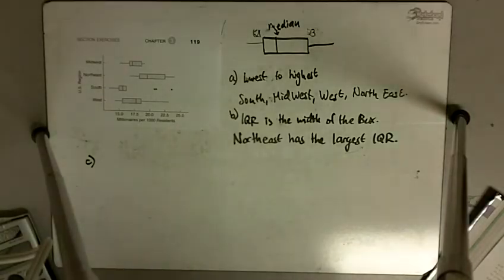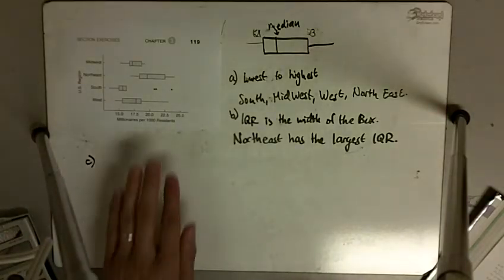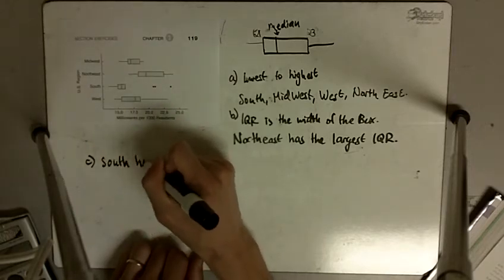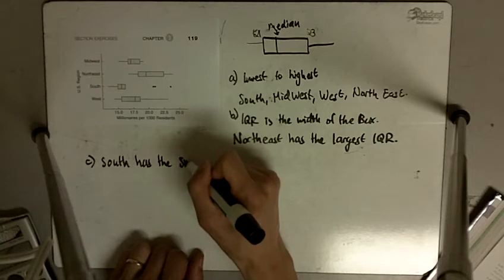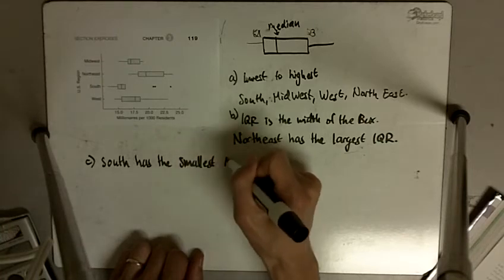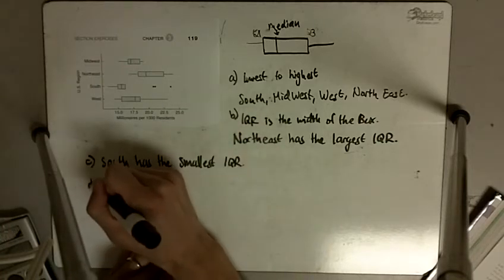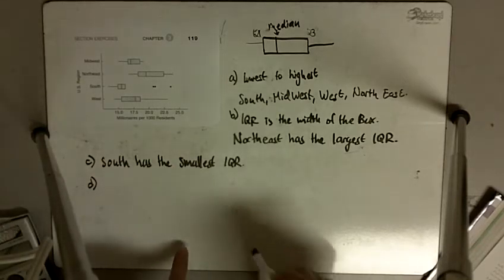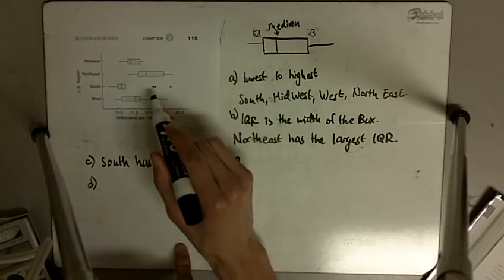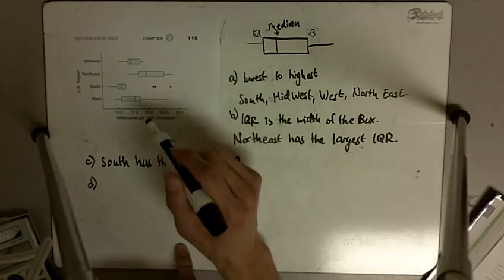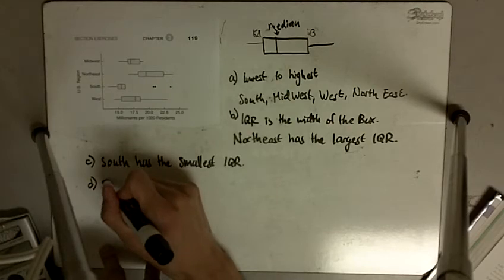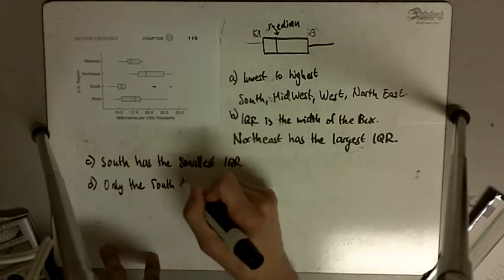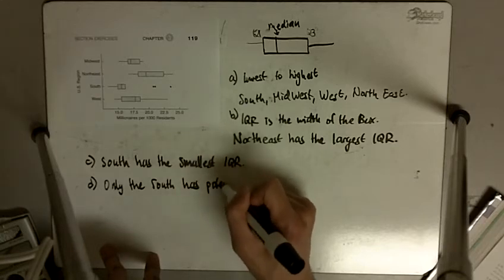Then it asks which region has the smallest IQR. So which region has the smallest box? The South has the smallest IQR. Then part D says which region has potential outliers. Outliers are represented by the dots, and we only see one region has dots. Only the South has potential outliers.